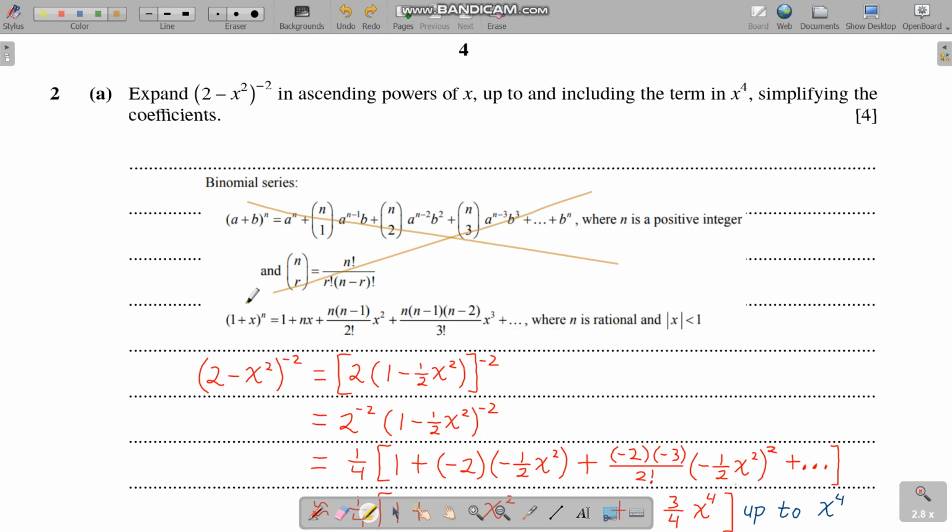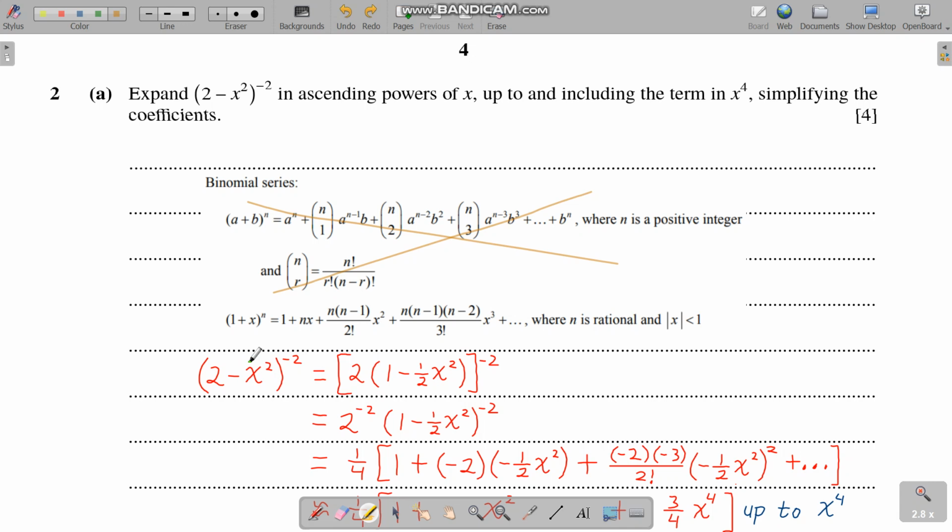So for this question, (2 minus x squared) to the power of minus 2, we cannot use the formula directly because we have to use 1 plus or minus something. In this case, we have 2, so we have to factor out the 2. Notice that if you expand, you have to get 2, and if you expand, you have to get minus x squared.